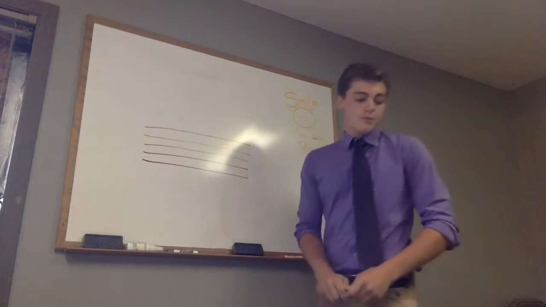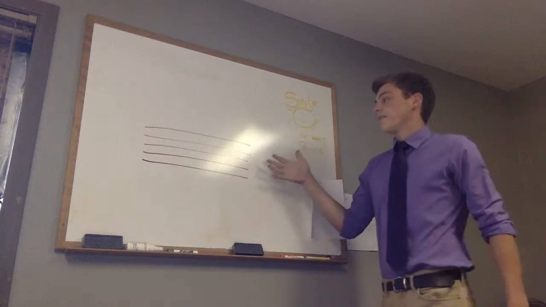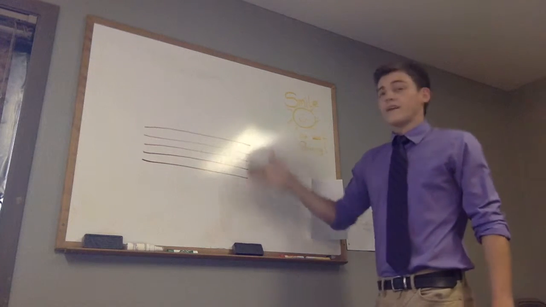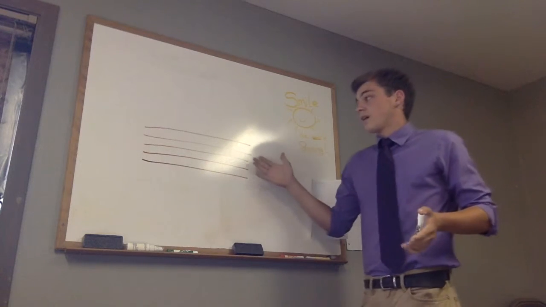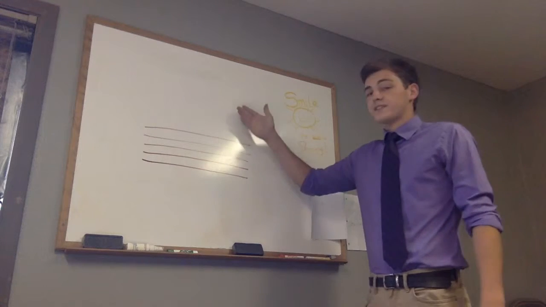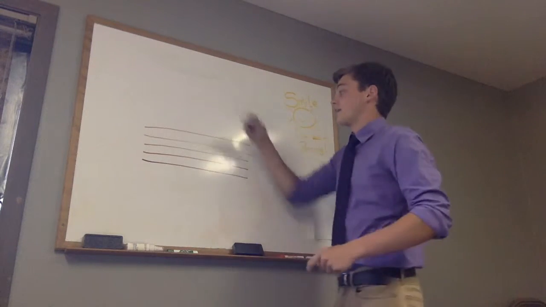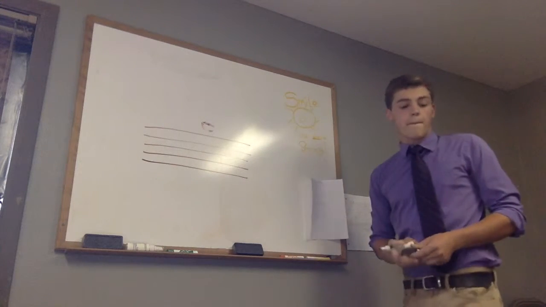So first, musical notation. This is a staff. It has 5 lines on it, and it helps identify notes. All music is written on a staff to show the notes. If you have notes above the staff or below the staff, you use ledger lines, which are simply lines to help identify where the notes are.